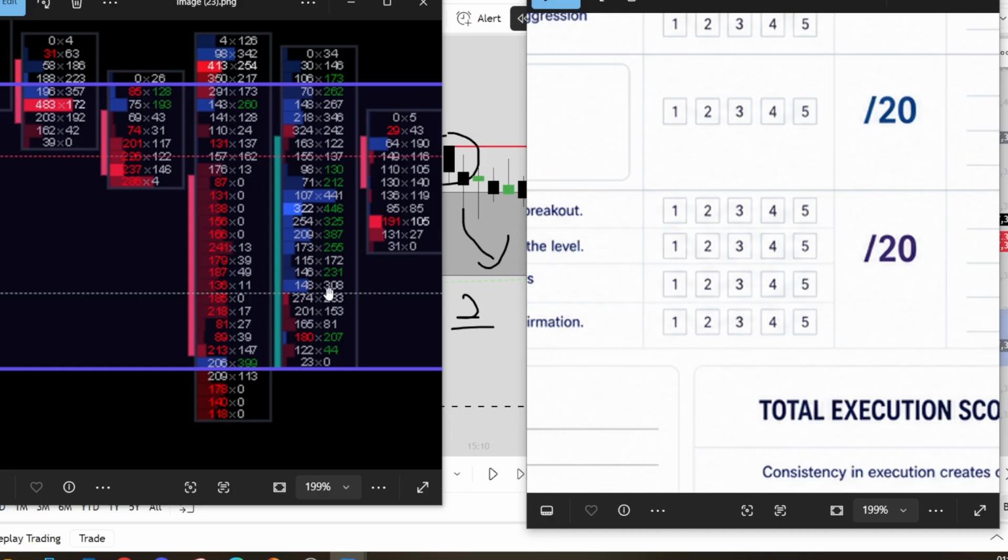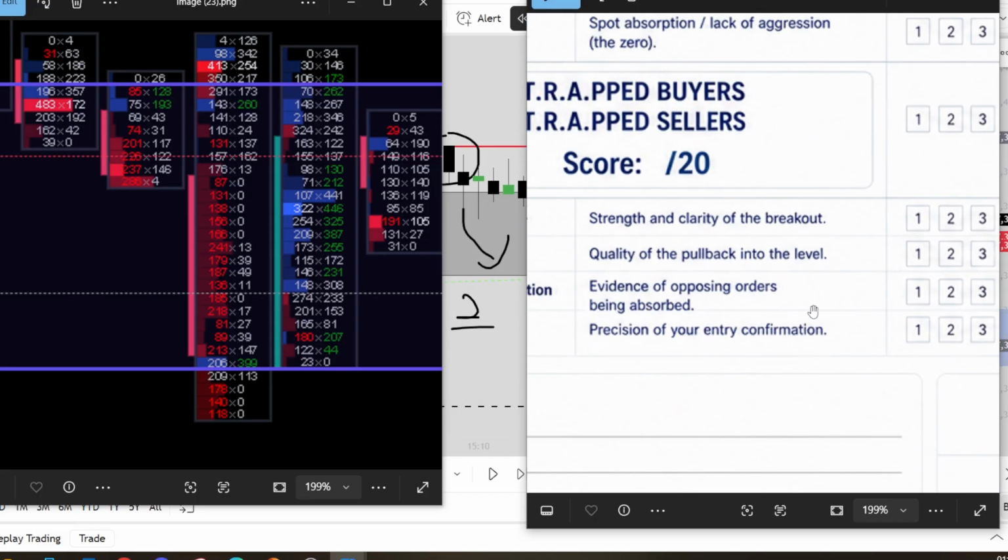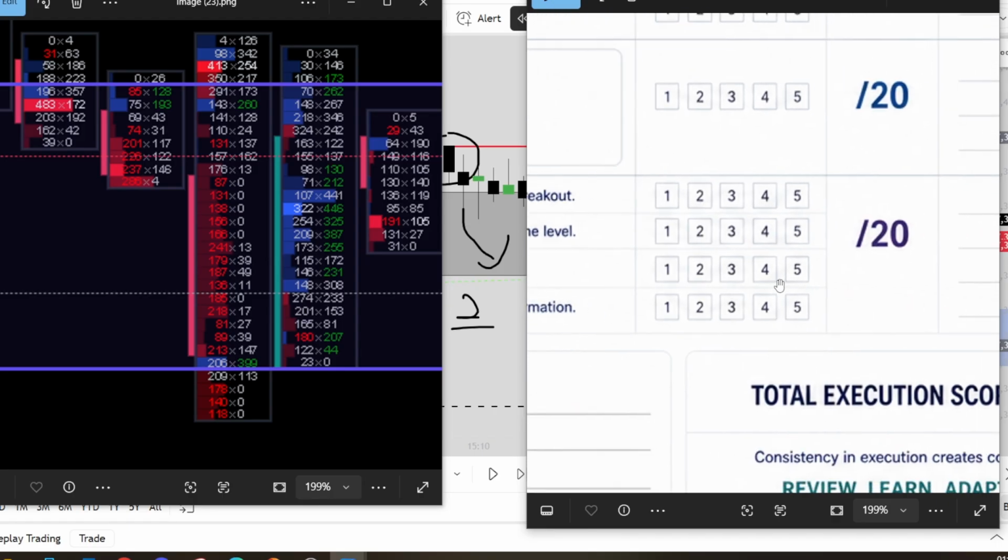Also, don't just get bogged down here. Look at this, look at this, look at that. That's the pattern. So that's evidence of opposing orders being absorbed. What we mean by opposing is if we want to go long, we want to see opposing orders being absorbed. So we want to see selling orders being absorbed, opposing orders for us to go long. So that's 5.